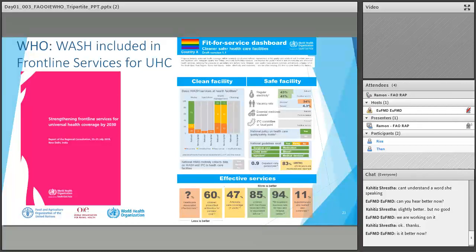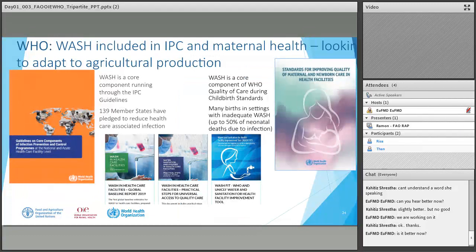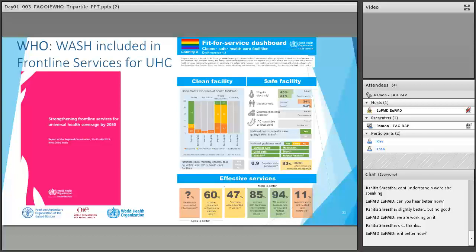So this region, the Southeast Asia region of WHO, is really beginning to try and figure out how they can deal with this. And in terms of their commitment to deliver universal healthcare, they are incorporating WASH and infection prevention and control within their strengthening of frontline services. And they are doing this for each country and on a regional level. These dashboards for every country.